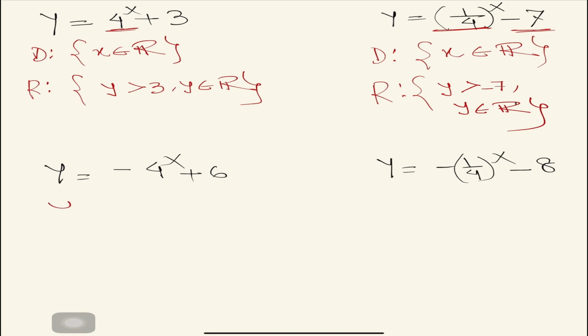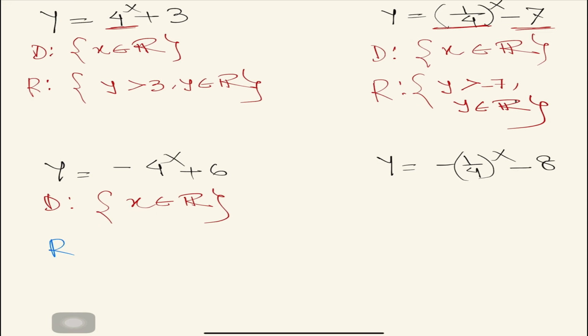Here, since it's negative, it's going to be downward, no matter what. So if it's downward, what does it mean? The domain is x, all the real numbers. Okay. And so what will be the range? The range will be y, now this is going to be less than 6.